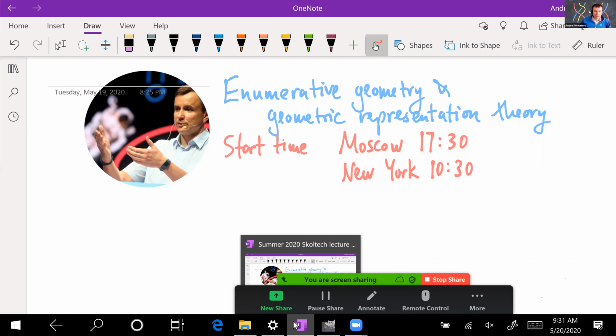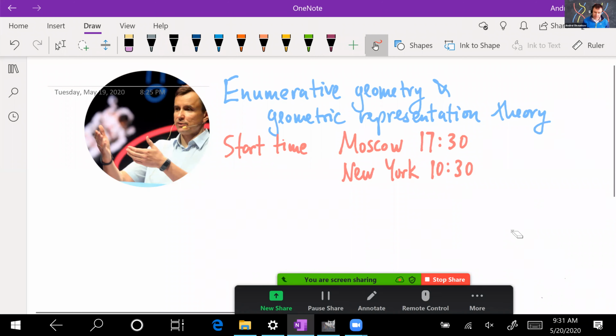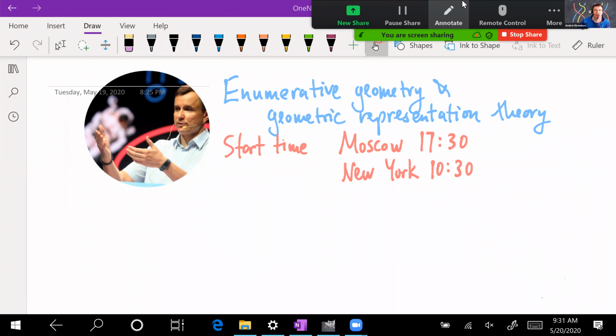All right, let me look at my notes. So today we're going to talk about how quantum groups are going to appear in the picture, but before, and I need my glasses.